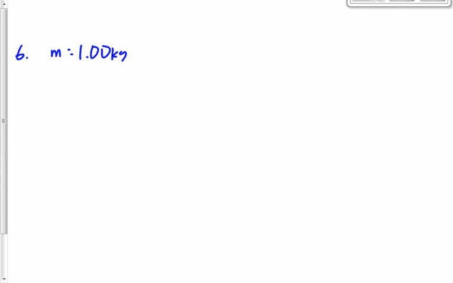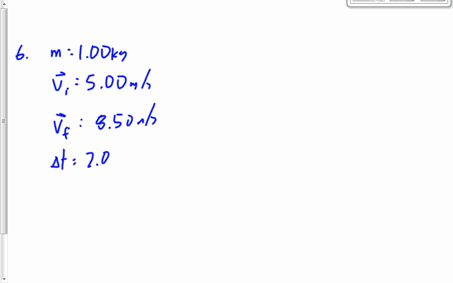The soccer ball is traveling towards the player at 5.00 meters per second initially, before he kicks it. So VI is 5 meters per second. After he kicks it, it rebounds at 8.50 meters per second. The time was 2.00 times 10 to the negative 2 seconds. And we're looking for the force of impact here.